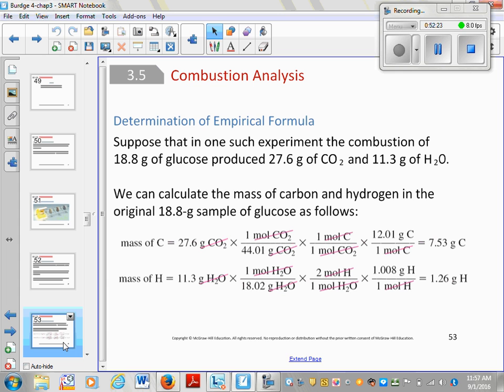0.63 by 0.63 is 1. 1.26 by 0.63 is 2. 0.63 divided by 0.63 is 1. So the empirical formula is CH2O.